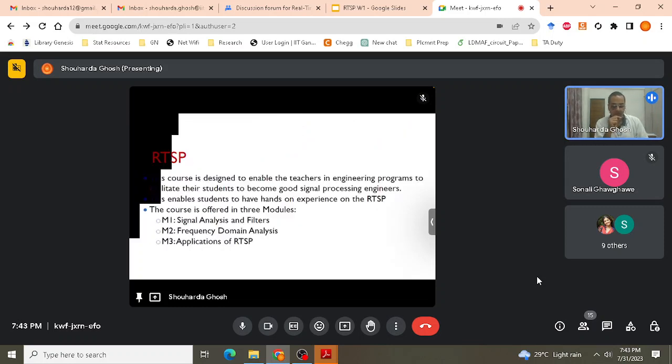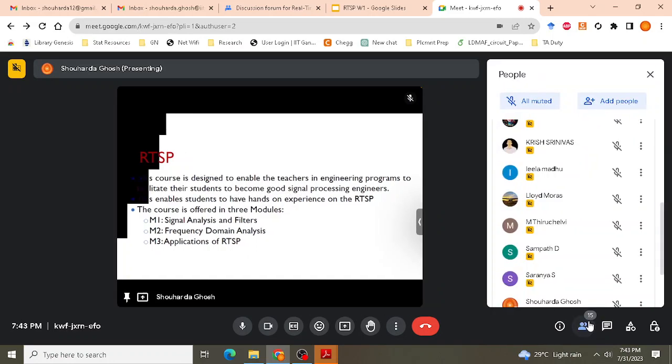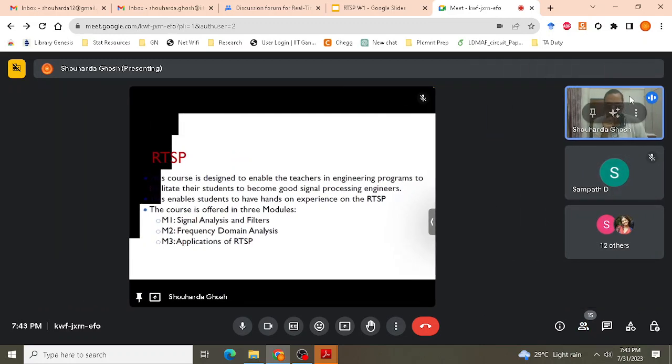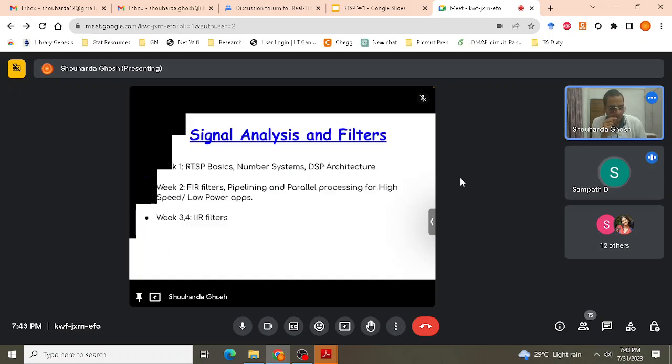Is the slide changing? Are you able to see the new slide? Everyone there? Yes, yes. Yeah, so is the slide visible? I guess there's some kind of black thing happening, right? Yes.